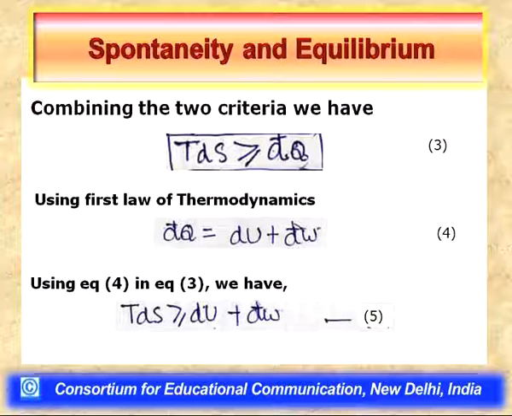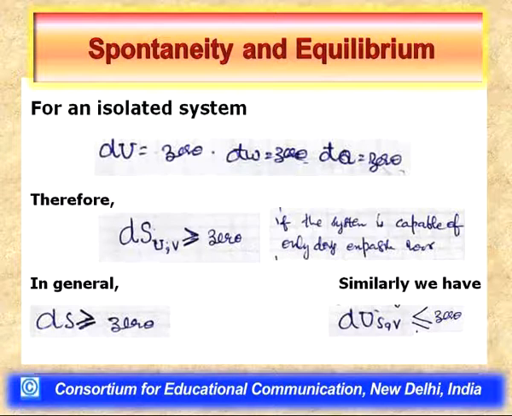Having said this, let us consider first law of thermodynamics. What was that? dq equal to du plus dw, that is equation 4. If we make use of equation 4 in equation 3, that is instead of dq we write du plus dw, we get equation 5, TdS greater than equal to du plus dw. Now, having said this, consider an isolated system.